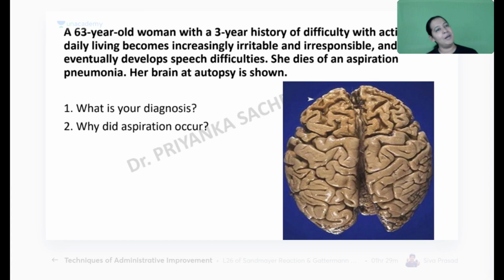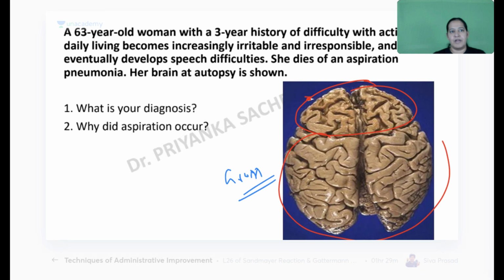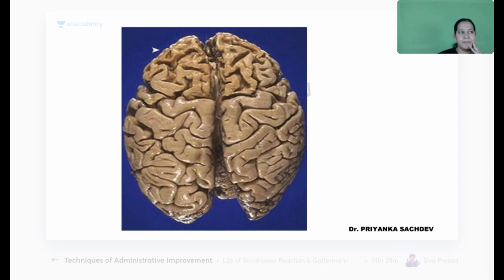Okay, this is the next question. Again based on gross, the gross of the brain. Can you see this portion? It is marked here with the arrow. Compare this portion of the brain with the rest of the brain. You will find some difference. See? Can you see? I'm drawing a line. Can you make out a line? Yes, you can. This is the line.